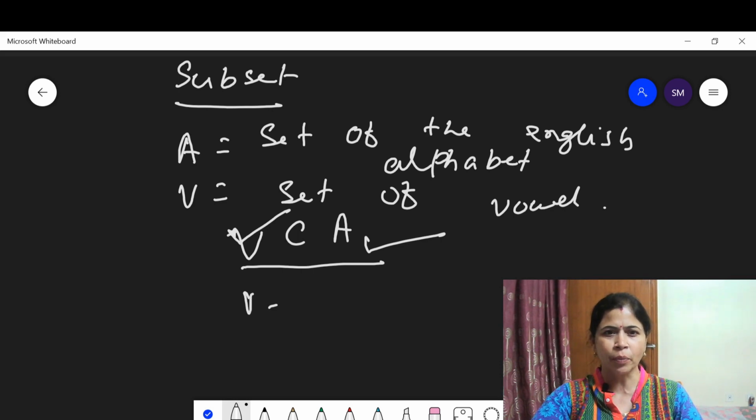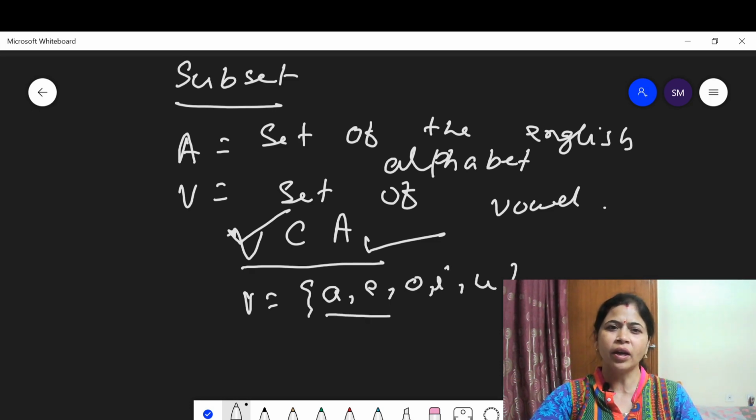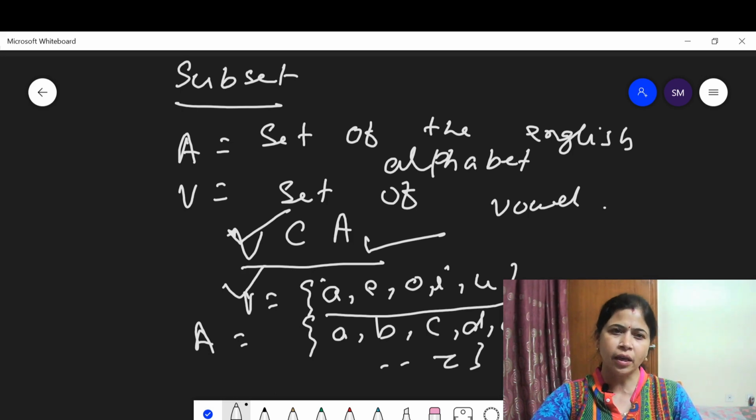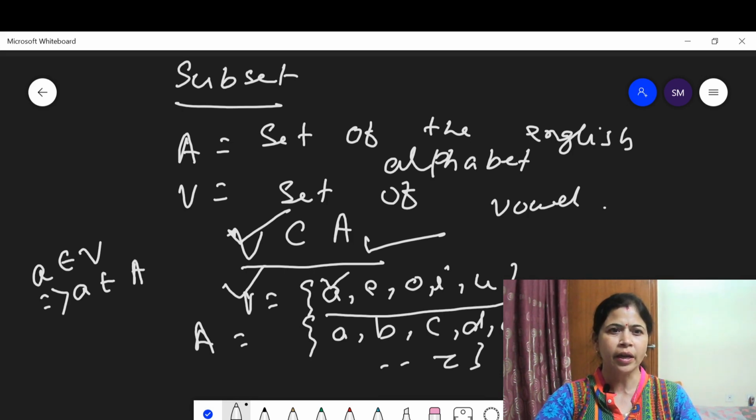Now look here. B is the set of vowels, meaning A, E, I, O, U are the elements of the set B, where A is the set of English alphabets, which contains all letters A, B, C, D, E up to Z. When A belongs to B, this implies that A also belongs to the set A. Suppose E belongs to B. This means E is also an element of A.